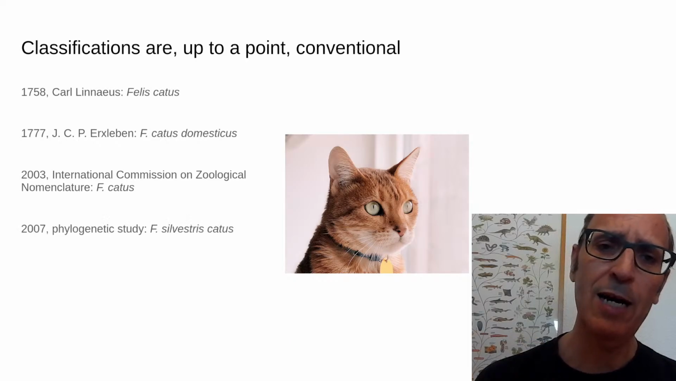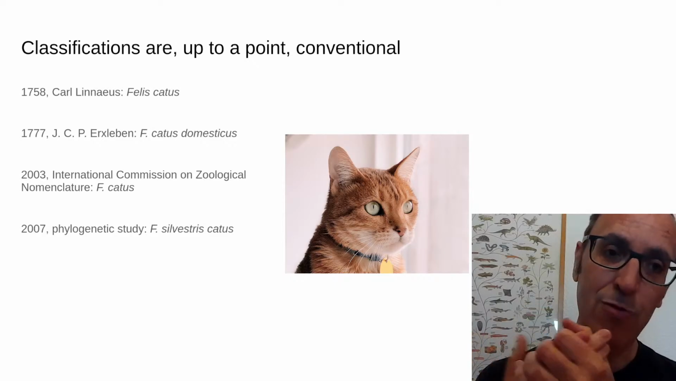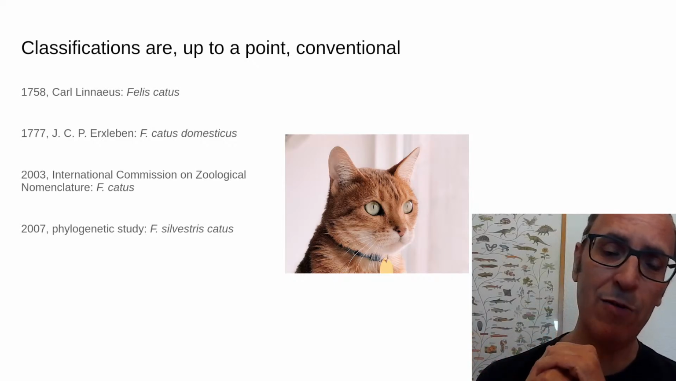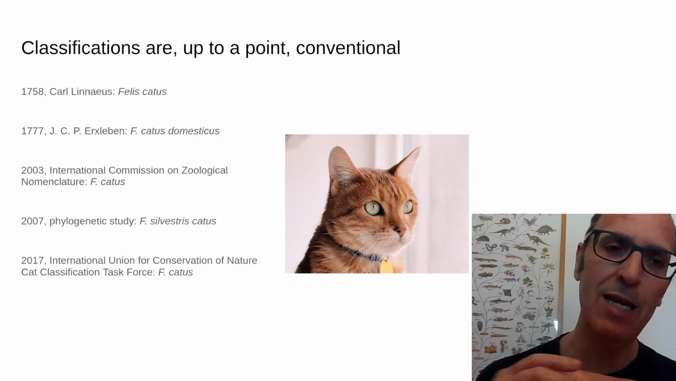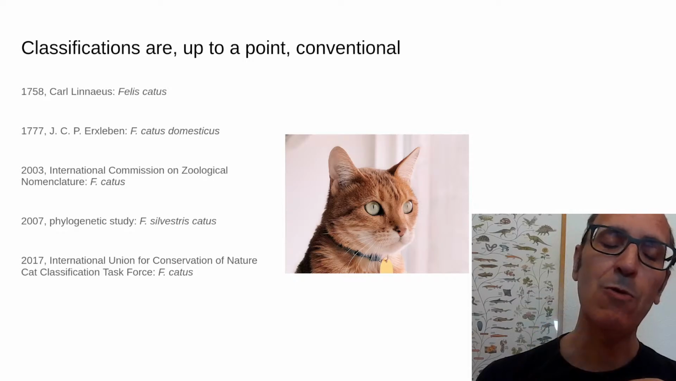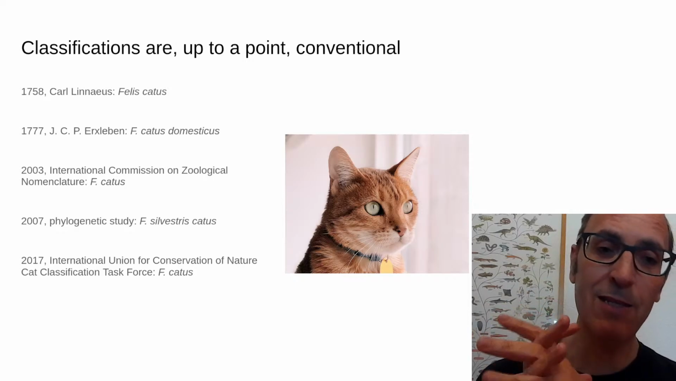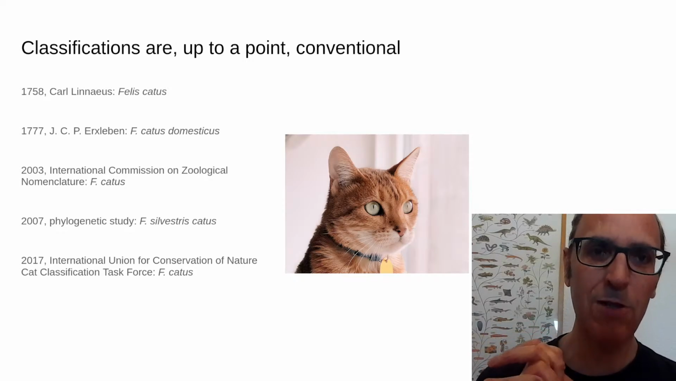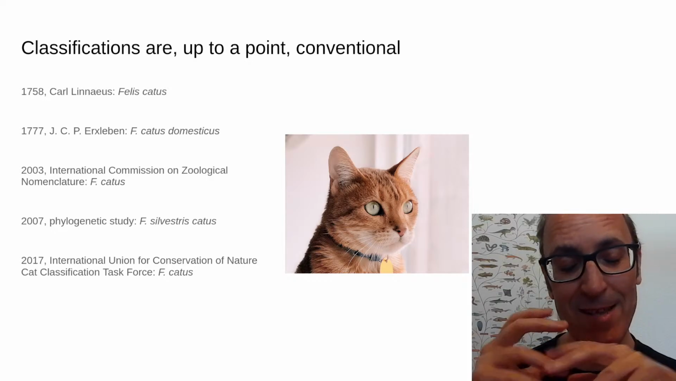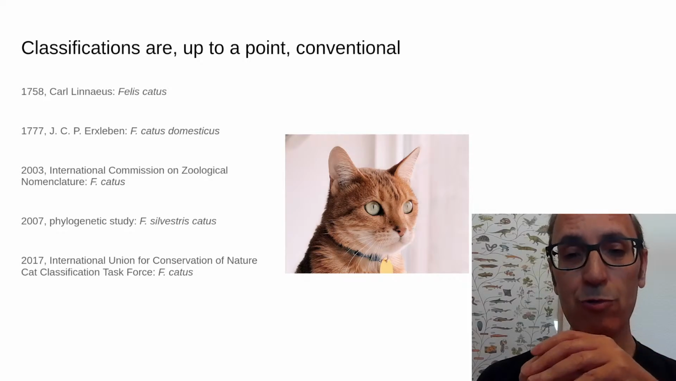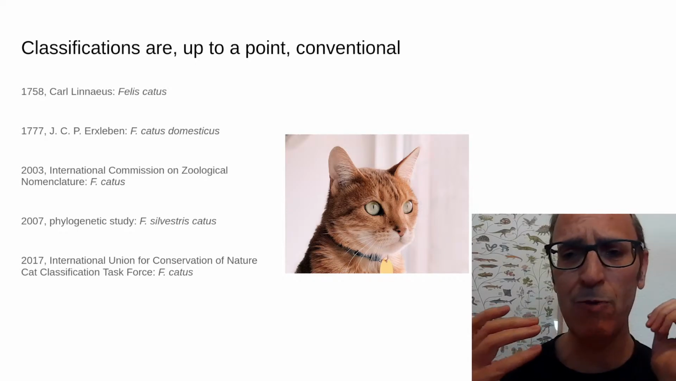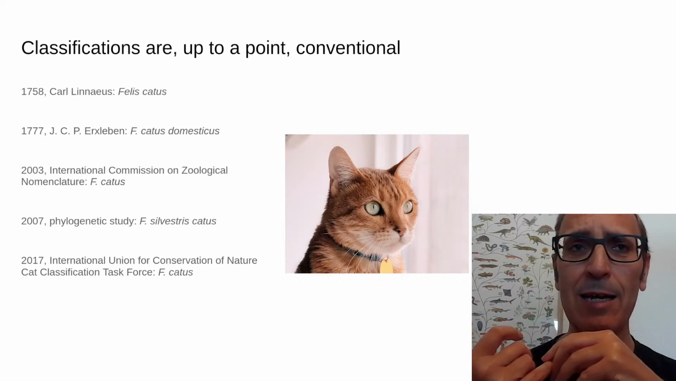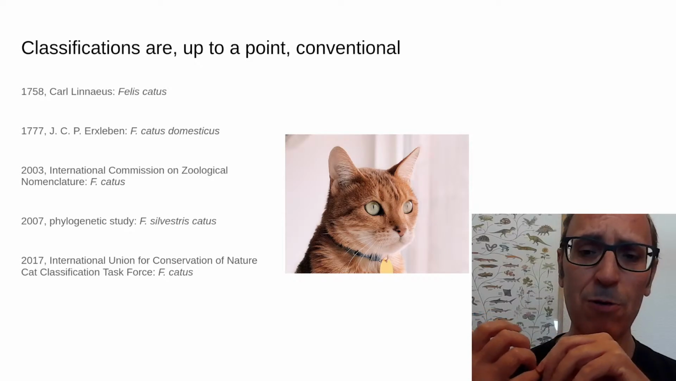And again in 2007 they decided in a phylogenetic study that no, it was Felis sylvestris catus, and then again in 2017 there was another meeting, and they decided that no, it was the original proposal by Linnaeus. So you see, even in species we have to choose where to put our limits. We are not defining arbitrarily. We are not saying that cats are clustered together with zebras or that they are teapots.